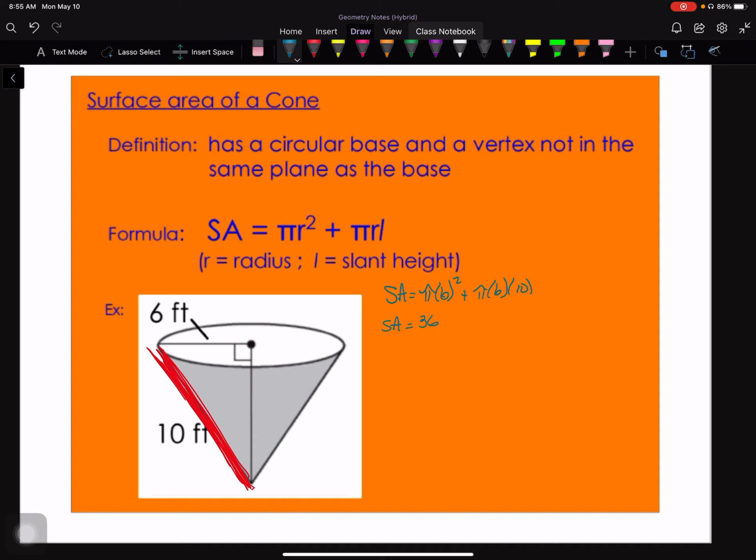So this would be 36 pi plus 60 pi. And if you add them together, you get 96 pi feet squared. Or again, we're talking circles. If you want to use 3.14 for pi, that works for me. And if you do that, you get approximately 301.60 feet squared. So either one's fine. Top one would be exact. The bottom one would be a rounded number, but pretty close.